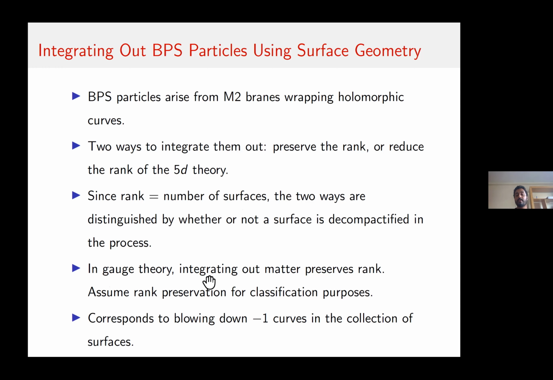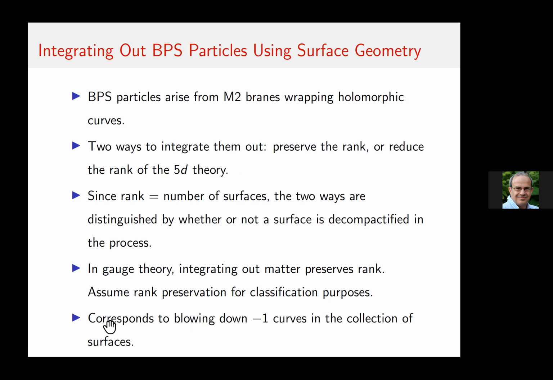So in gauge theory, when we were integrating out matter, this always preserved rank because we were not touching the gauge algebra at all. We were just simply integrating out the hyper. So to start with, let's assume that we want to look at ways of integrating out BPS particles that preserve the rank, and let's try to do some classification using this proposal. So these kinds of integrating out of BPS particles which preserve the rank have a nice geometric interpretation.